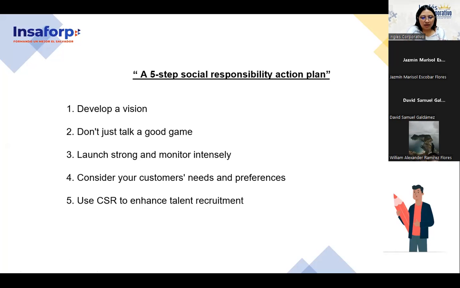So, what are the five steps that we need to consider whenever we want to have an action plan or when we want to think about activities in order to make a corporate social responsibility model? Number one, develop a vision. Don't just talk a good game is the second one. Launch strong and monitor intensely. Consider your customers' needs and preferences. And number five, use CSR to enhance talent recruitment. So those were the steps.